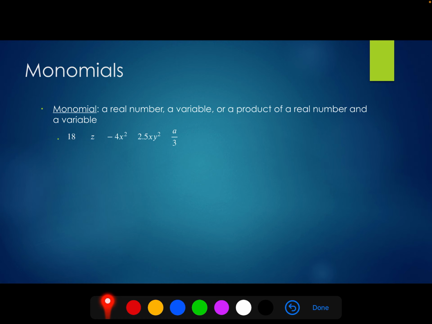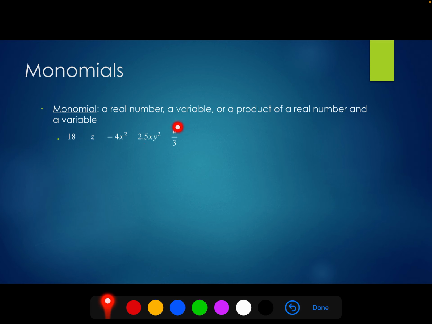The second term, z, is also a monomial because it's a variable. And all the rest of these three are products of real numbers and variables, that third qualification for a monomial. Negative 4x squared: negative 4 is a real number, and x squared is the variable x. Same here, 2.5 is our real number, and we have the variables x and y squared, all being multiplied together.